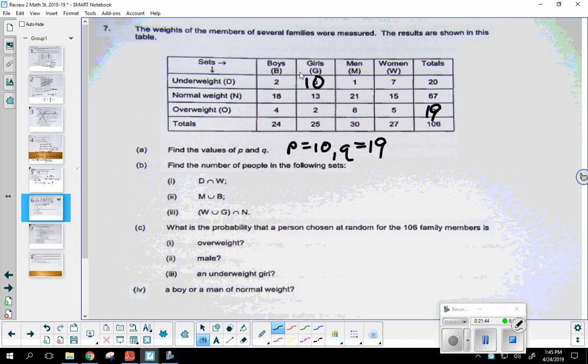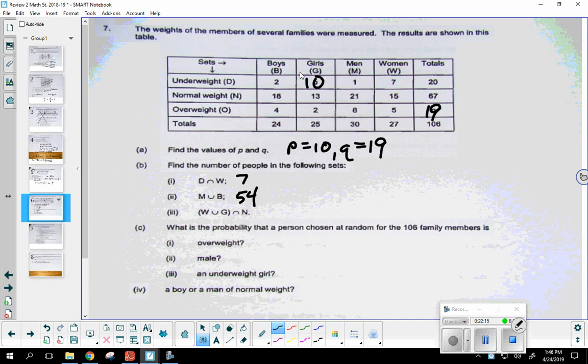Okay, so let's go ahead and run around the room real fast. Find the number of people in the following sets. I want the intersection of the underweight and the women. So, Evelyn, what do you think? That is 7, yes. Okay, now I want the union of the men and the boys. Let's go with Karima. 54, yes.